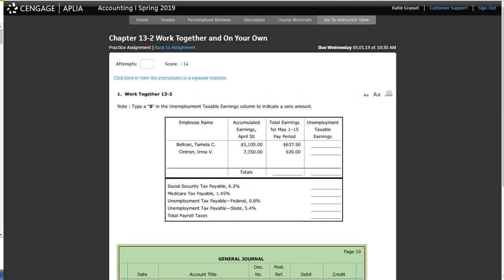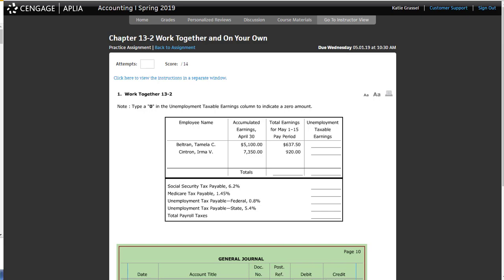Okay, ladies and gentlemen, let's take a look at application or work together 13.2. Yesterday, I spent some time talking about the 4 taxes an employer pays. 2 of them are matching. Matching means if the employees pay it, the employer pays it. Okay? The 2 matching taxes are Social Security and Medicare.